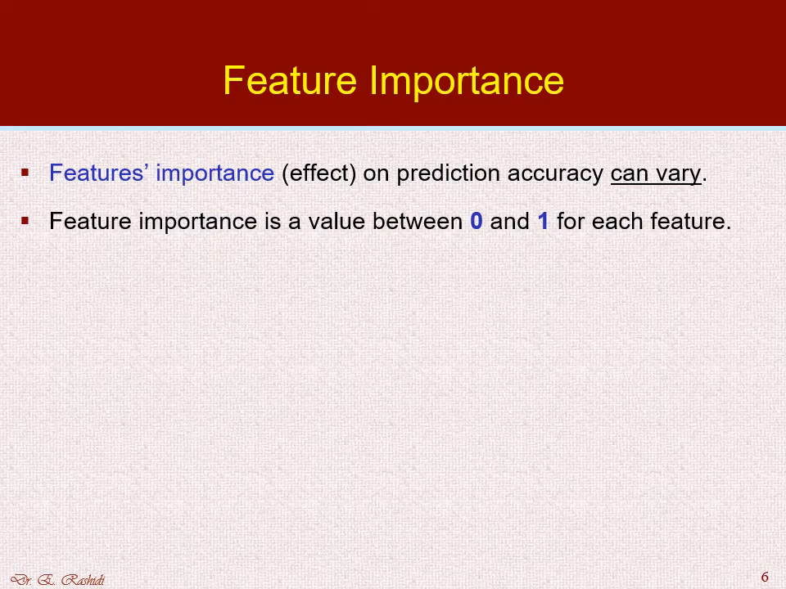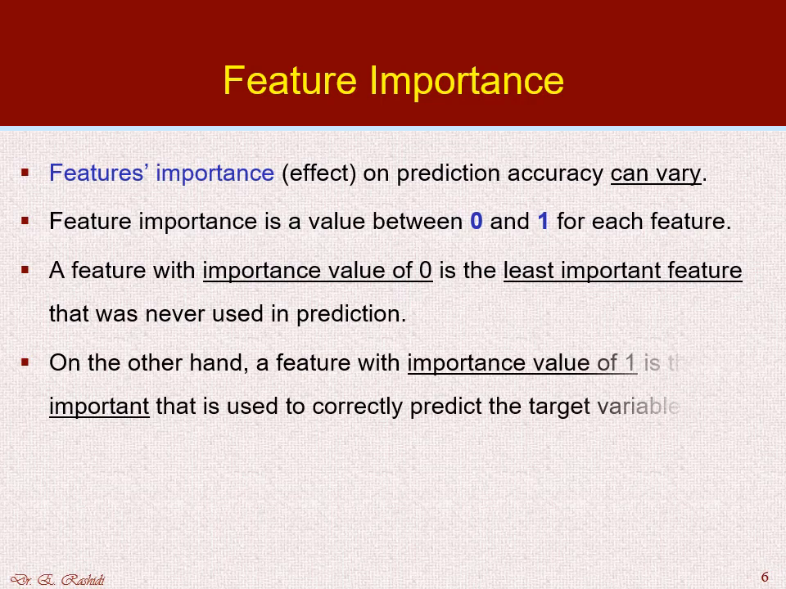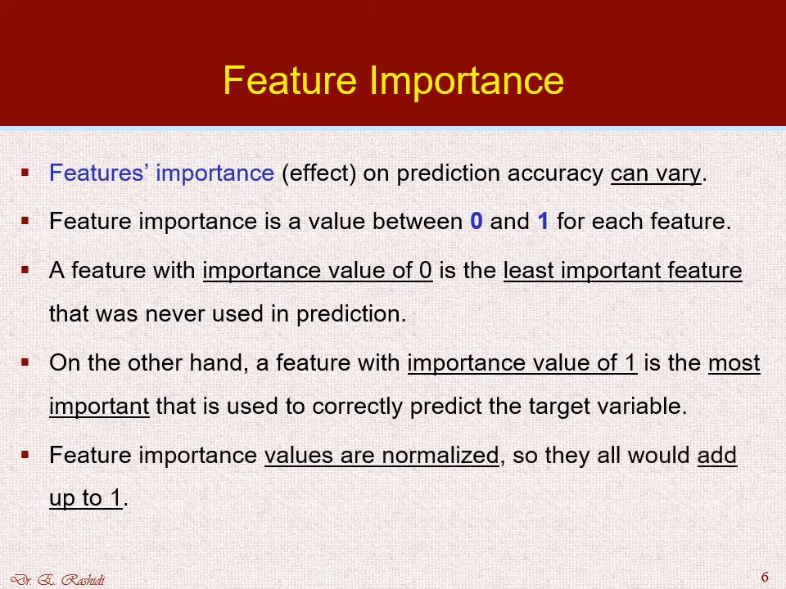Feature importance is a value between 0 and 1 for each feature. A feature with an importance value of 0 is the least important feature that was never used in prediction. On the other hand, a feature with an importance value of 1 is the most important feature that is used to correctly predict the target variable. Feature importance values are normalized, so they all add up to 1. That's why we have all the feature importance values between 0 and 1.